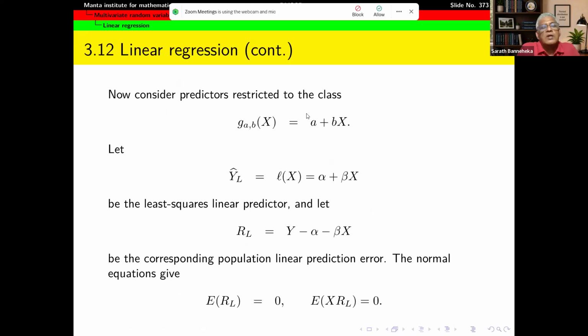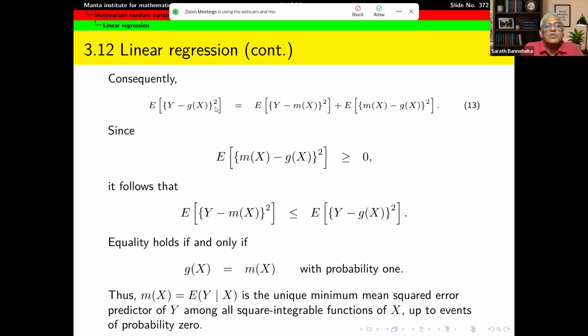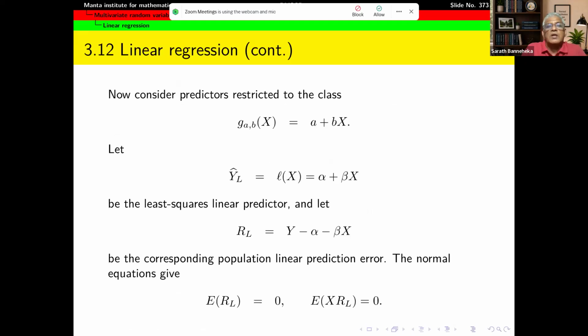Now let us consider a subset of this gx that we considered. We consider here gx to be any function, any predictor. So we showed one thing: out of all gx predictors that we can consider, mx is the minimum mean squared error predictor. Now let us consider the linear predictors like this. Let us call it a subset of the class of gx functions, denoted by g_ab(x) because it's a linear predictor here.